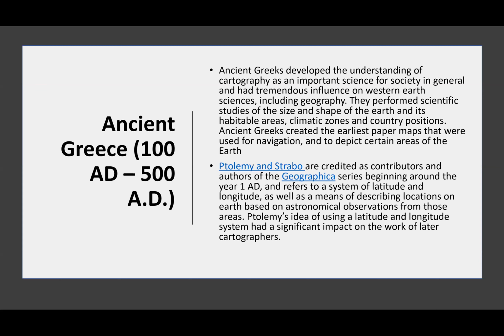So this was the first time that somebody had put on paper the science of the shape of the earth. And this idea of latitude and longitude as navigational lines, being able to get from point A to point B, was the first time that it was being presented, as well as a means of describing locations on Earth based on astronomical observations from those areas. So again, we're bringing in the stars.